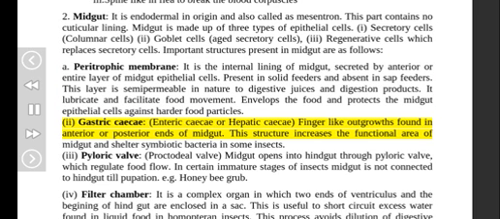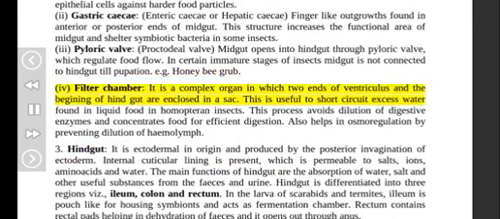B. Gastric caeca, enteric caeca or hepatic caeca, finger-like outgrowths found in the anterior or posterior ends of the midgut. This structure increases the functional area of the midgut and shelters symbiotic bacteria in some insects. C. Pyloric valve, proctodeal valve. Midgut opens into the hindgut through the pyloric valve, which regulates food flow. In certain immature stages of insects, the midgut is not connected to the hindgut till pupation, e.g., honeybee grub.